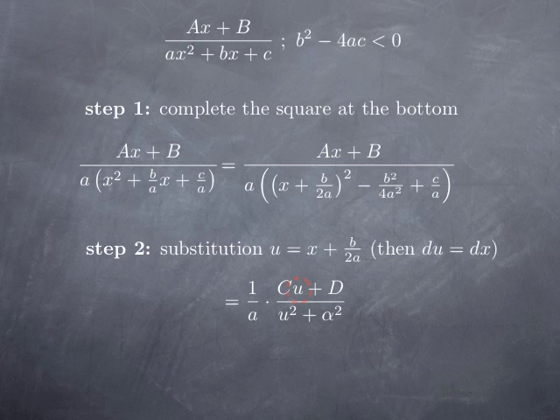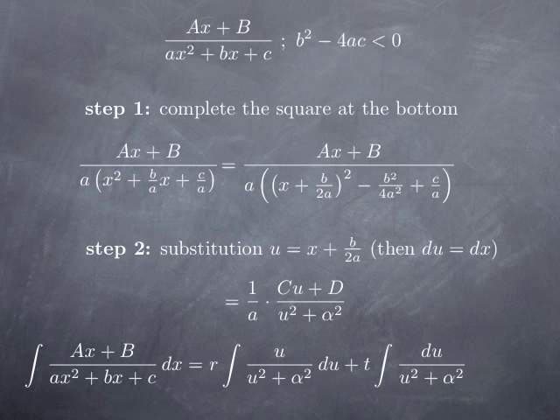Now on the other hand, how do I get a linear function in u from ax plus b? Simply by observing that if u is x plus b over 2a, you can solve for x and you get u minus b over 2a, and replace it here and you get the linear function in u.